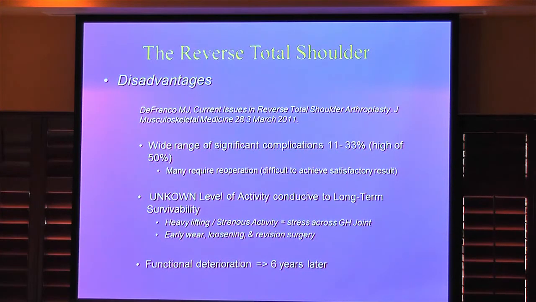But there is an unknown level of activity in regards to long-term survivability. So how can these patients go back to work? I've seen somebody with a good reverse total shoulder outcome. They're happy, start doing some yard work, a few weeks of pulling the cord on the lawnmower, and everything turns into a disaster. So you want to minimize the heavy lifting, strenuous activity, and stress across the joint to avoid the early wear, loosening, and revision surgery.